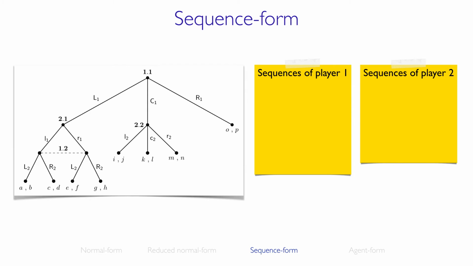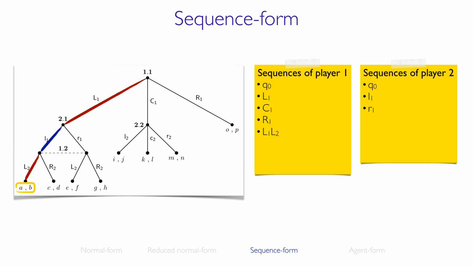Now we build the sequence form. First, we enumerate the sequences. The root node defines the empty sequence for both players. Node 2.1 defines sequence L1 for player 1. Node 2.2 defines sequence C1, while node OP defines sequence R1. The left node in information set 1.2 defines sequence L1 for player 2, and the right node defines sequence R1.